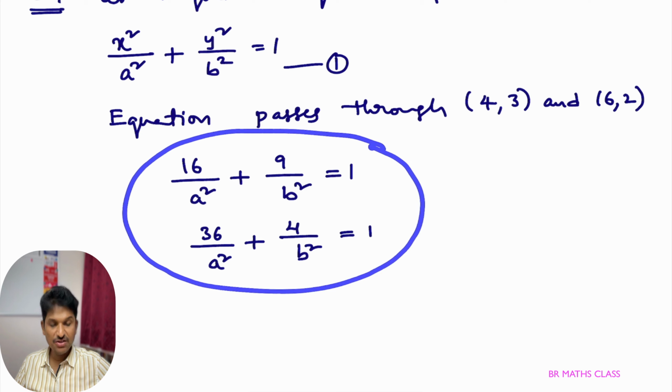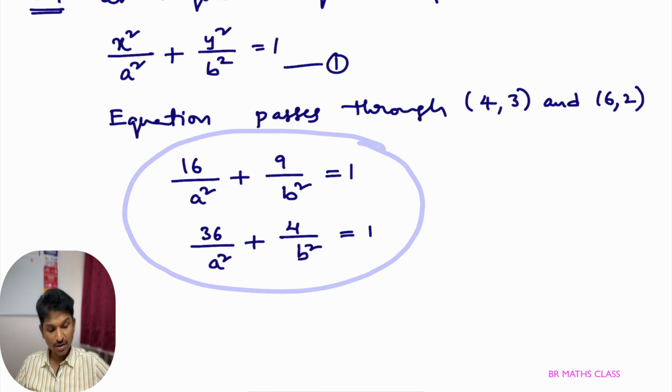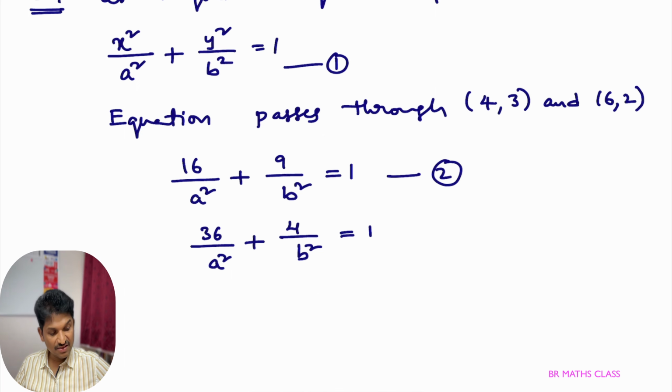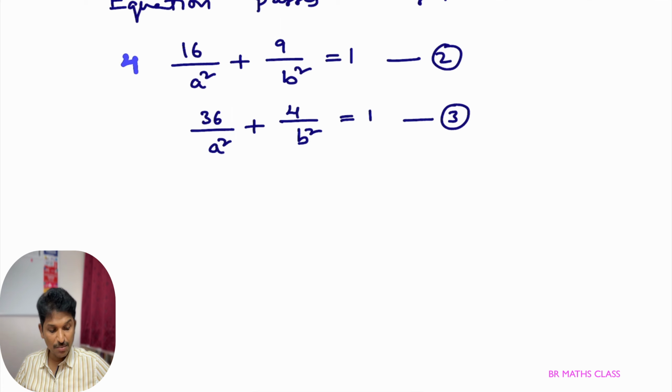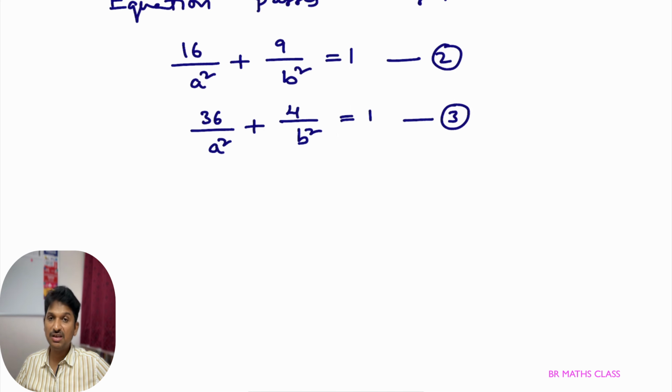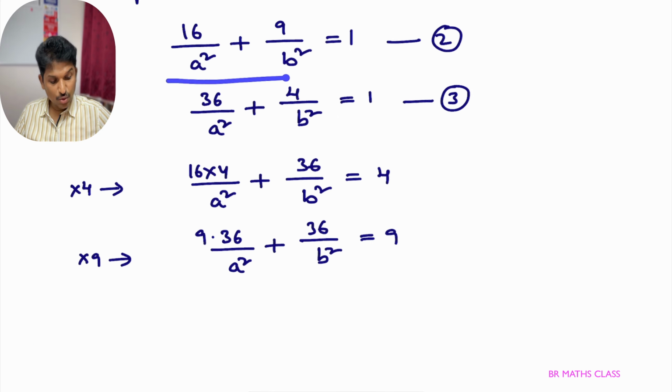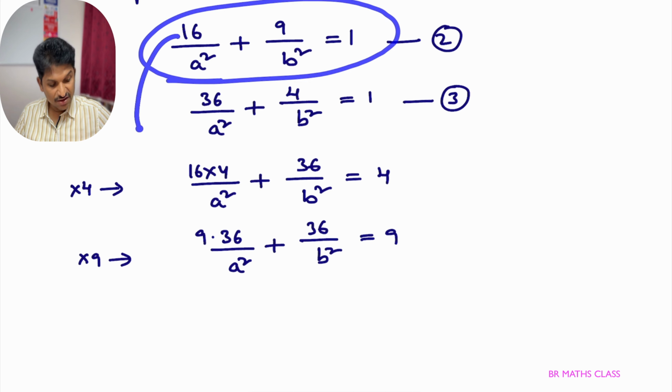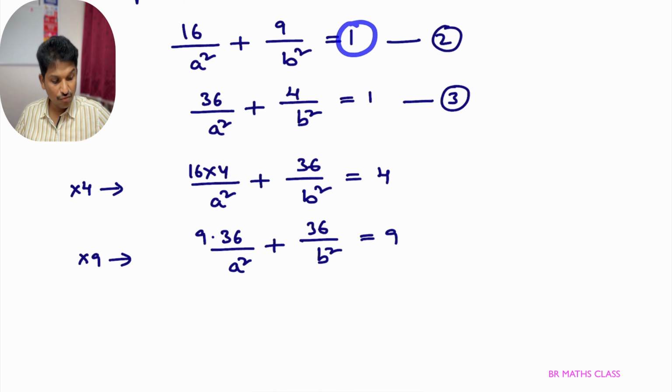Now, from these two equations, I'll try to calculate 1 by a square, 1 by b square. Take this as the second equation, this as the third equation. The second equation you multiply with 4 and the third equation you multiply with 9. Then this will become 36 divided by b square, this will also become 36 divided by b square. Things will be done very easily. See, the second equation you multiply with 4. Look here, 16 into 4 divided by a square, 9 4s are 36 I have written here, and 1 into 4 is 4.